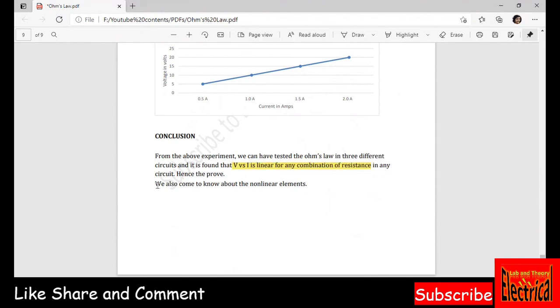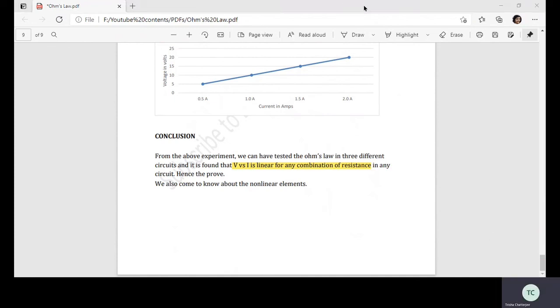So we also come to know about the non-linear elements, right? You can recall that non-linear elements like thyristor, diode, etc. are non-linear elements, meaning their V versus I is not linear, right? Okay, I think this is clear to everyone.